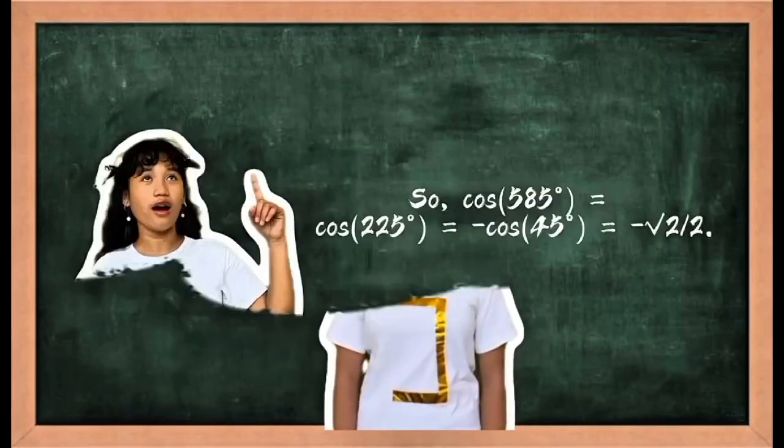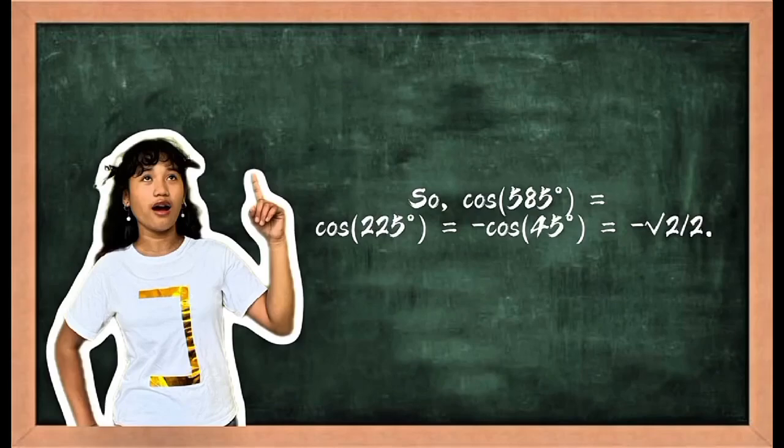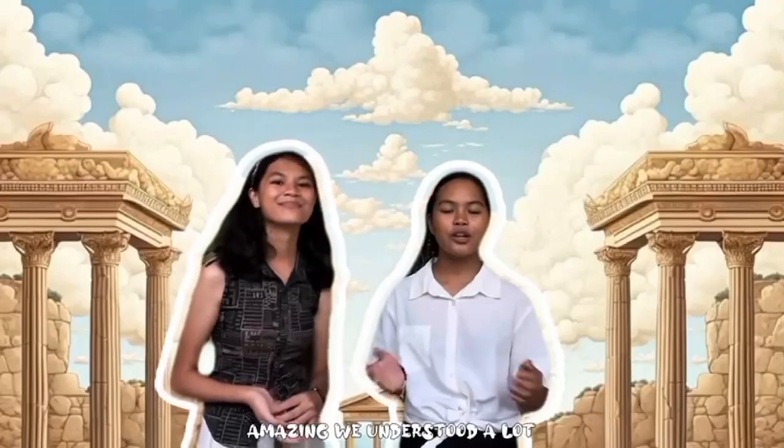Oh, so you take the value from the reference angle and apply it to the quadrant? Precisely. So, cosine of 585 degrees equals cosine of 225 degrees, which equals negative cosine of 45 degrees. And that is negative square root of 2 over 2. Wow! Amazing! We understood a lot.